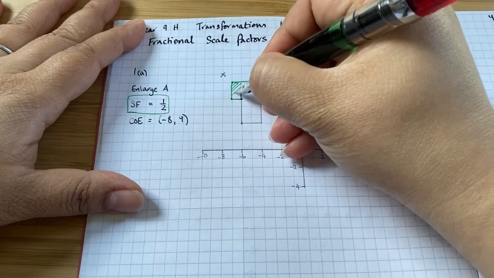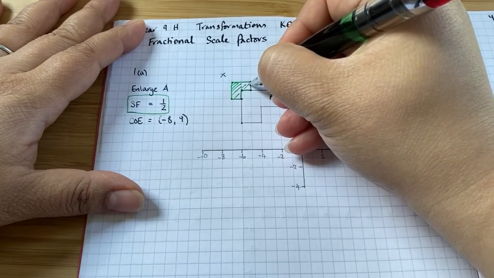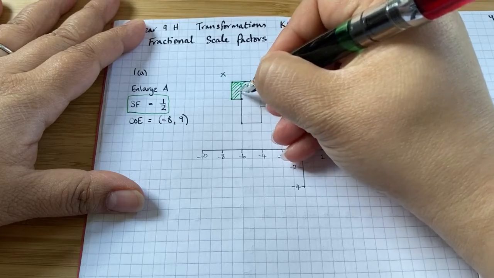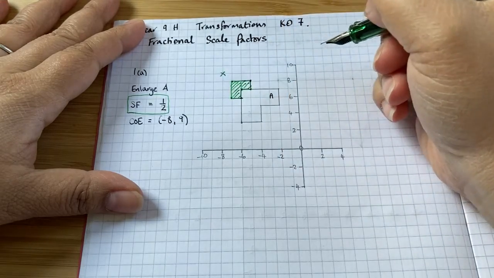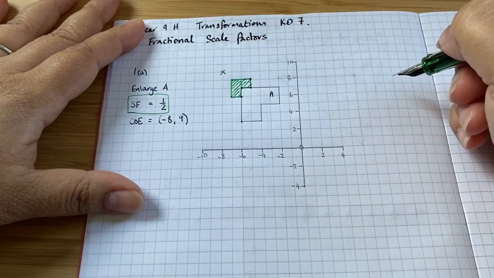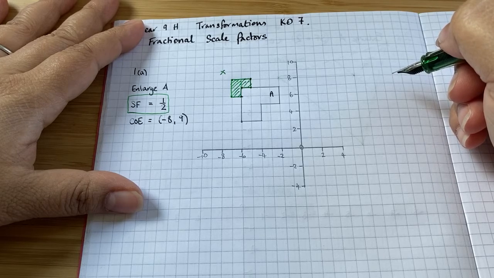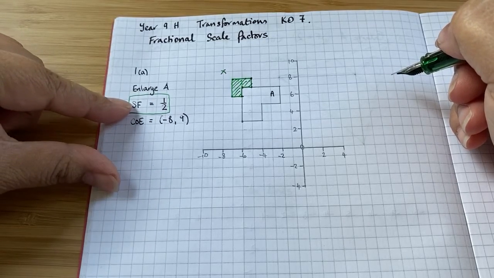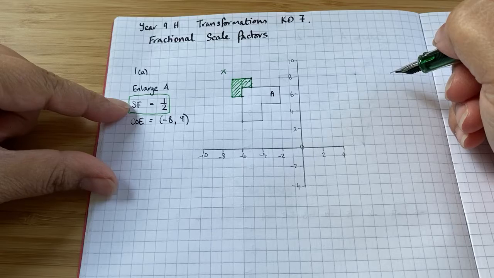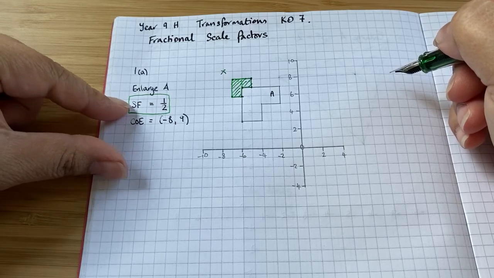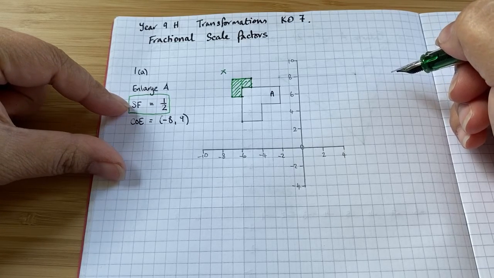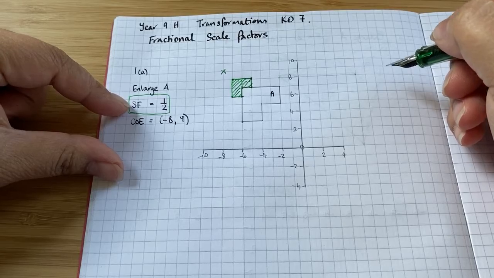Now if you notice, the shape is actually smaller, so even though the transformation is called an enlargement, it's still an enlargement if the shape just gets smaller. The reason it is smaller is because our scale factor is less than 1. It's a fraction, so we should have a fraction of the size, so half the size.